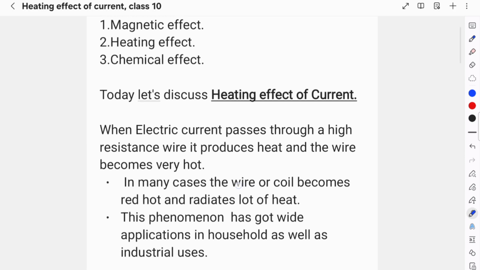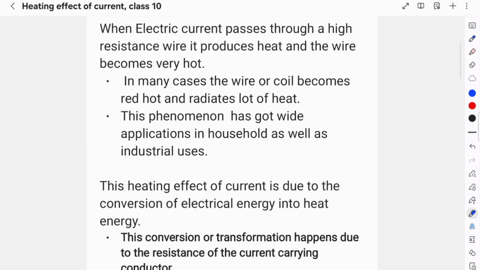When electric current passes through a high resistance wire, it produces heat and the wire becomes hot. In many cases, the wire or the coil can become red hot and radiate a lot of heat also. So this phenomenon has wide applications in household as well as industrial uses. This heating effect of current is due to the conversion of electrical energy into heat energy.